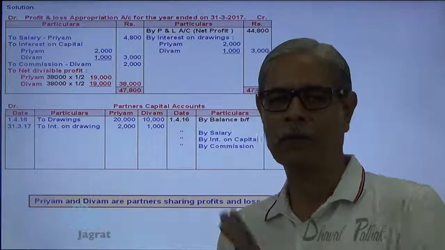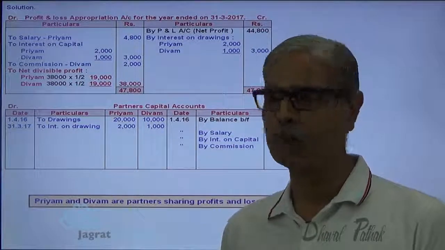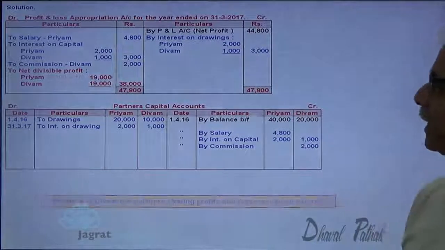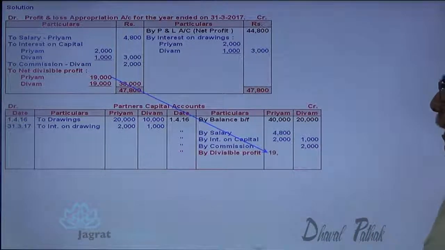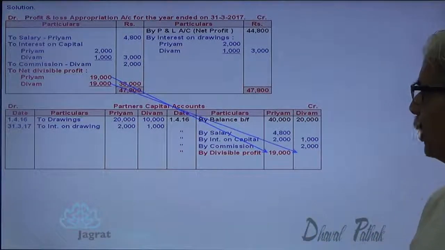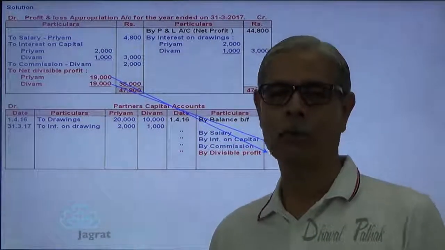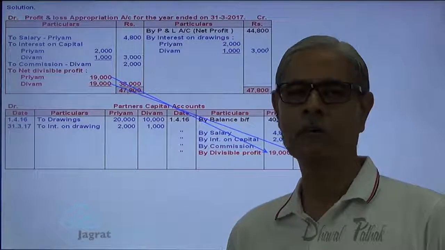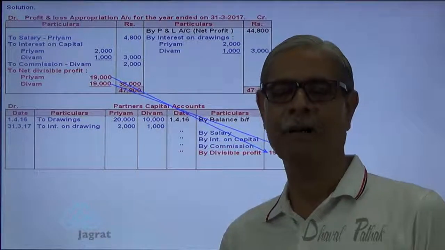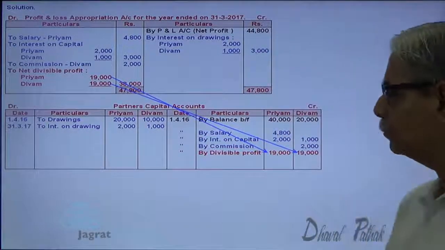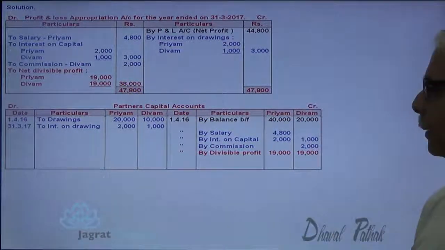Profit and loss appropriation account gets closed by distribution of this profit, and partner's capital account is credited for this 19,000. Priyam's capital account credit 19,000. Divam's capital account credit 19,000. This is how profit and loss appropriation account gets closed by distribution of total profit as agreed by the partners in the partnership deed. Now I am required to strike the capital balance.